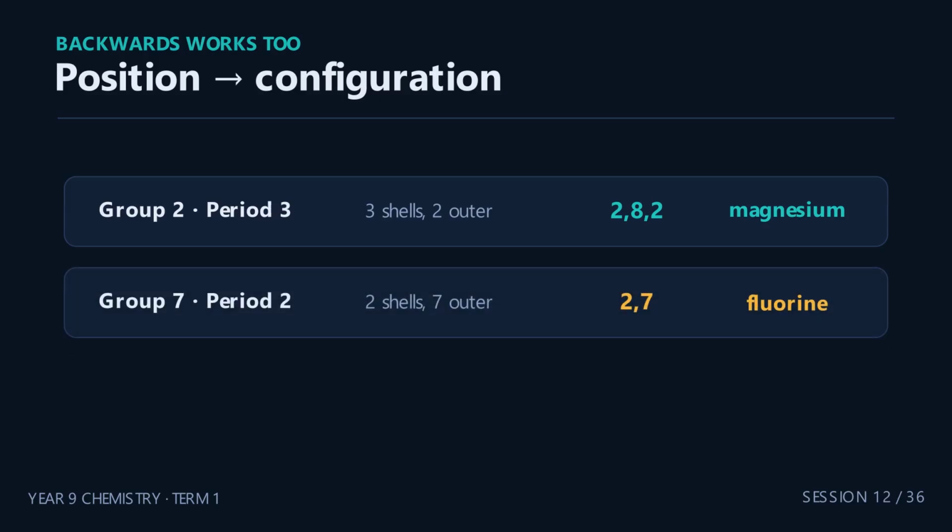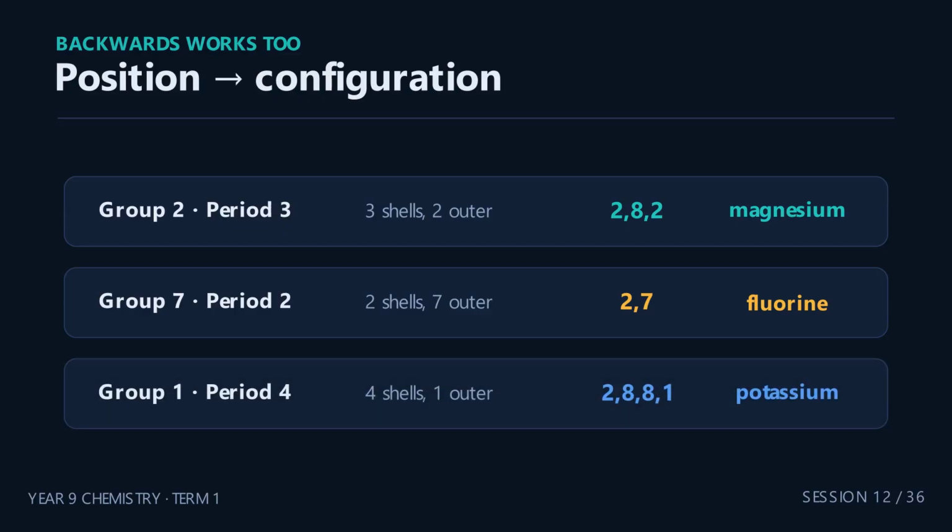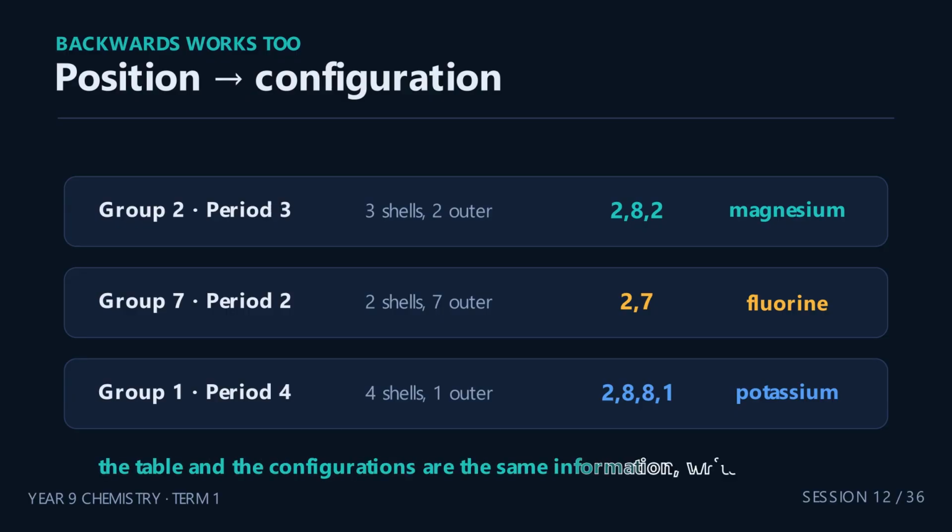Magnesium. Group 7, period 2. 2 shells, 7 outer electrons. 2, 7. Fluorine. And a group 1 element in period 4. 4 shells, 1 outer electron. 2, 8, 8, 1. Potassium. The table and the configurations are the same information written 2 ways.